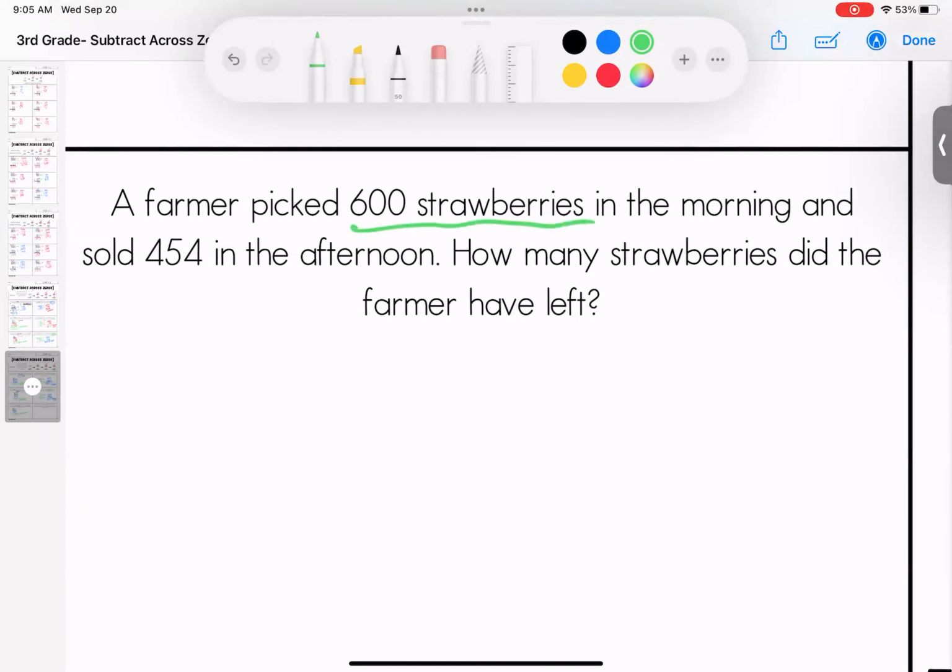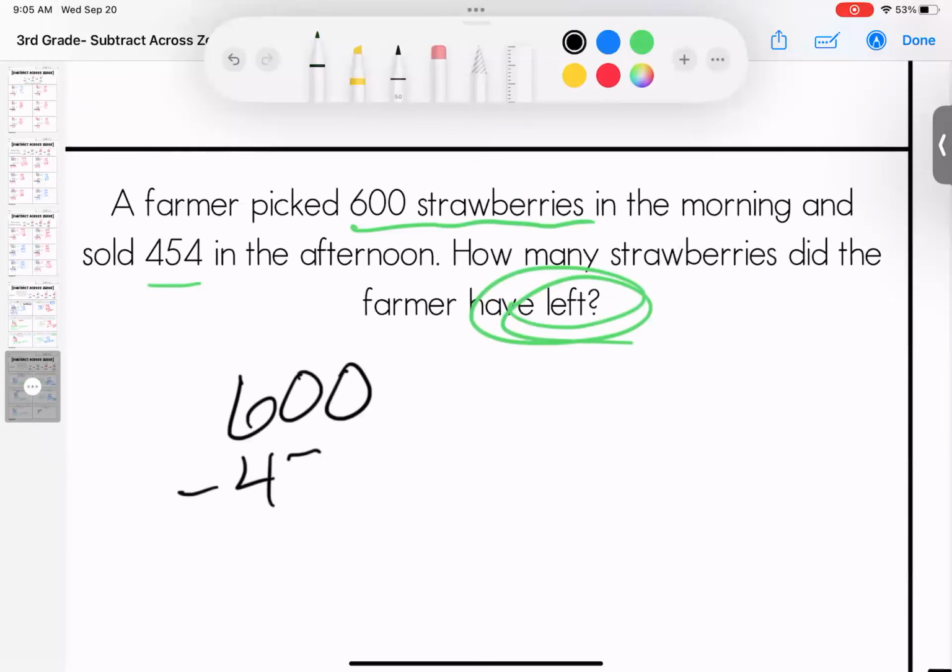A farmer picked 600 strawberries in the morning and sold 454 in the afternoon. How many strawberries did the farmer have left? So we started with 600 and we sold 454, which sounds like a really great sale. Let's see how many we're left with.